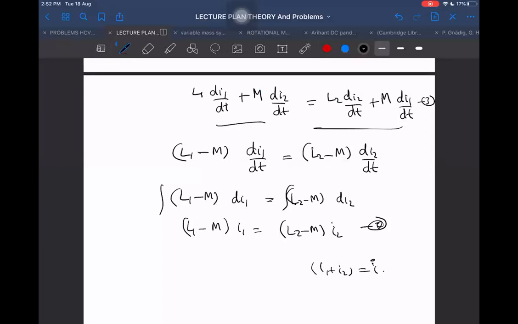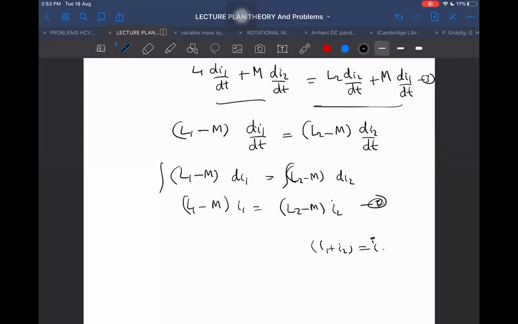I want to eliminate I1 and I2 and write these in terms of I. Is it possible to do that or not? I think it is possible. Yes, I can do this. I can take the I1 by I2 ratio. I1 by I2 ratio is equal to L2 minus M by L1 minus M, right?